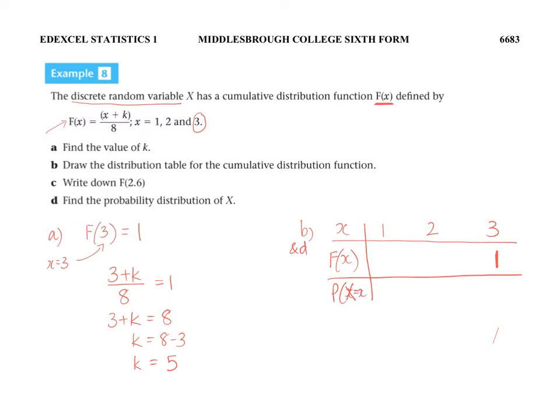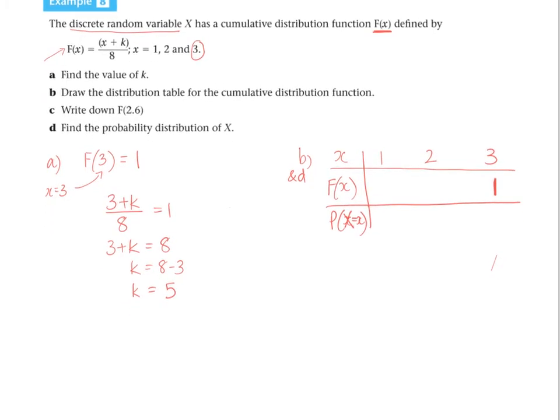So capital X equals x. Okay, let's have a look at what we're going to do then. For x equals 1, we've got f of 1 is equal to 1 plus k over 8, which is 6 over 8, which is 3/4. So f of 1 we can put in 3/4. For f of 2, it's going to be 2 plus 5 over 8, which equals 7 over 8. So that's our cumulative, where we add up.